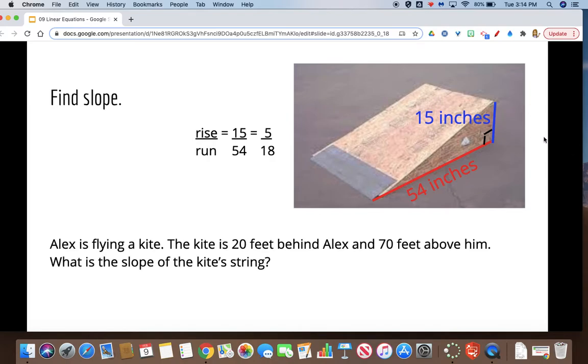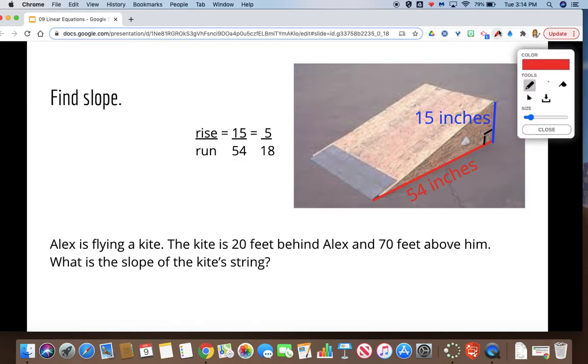Let's think about this. Alex is flying a kite. I'll draw a picture of this for you. The kite is 20 feet behind Alex. So here's Alex. The kite is 20 feet behind him and 70 feet above him. We want to find the slope of the kite string.